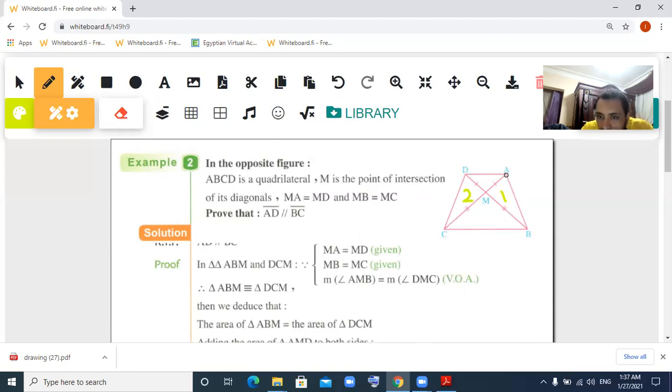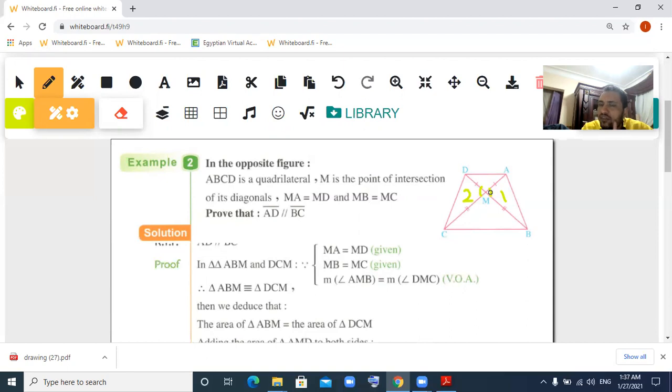Here we have the side AM equal to the side DM. They are equal in length, or congruent. So this is the first element. Now the length of the side MB is equal to the length of the side MC. Also it's given. They are equal in length. This is the second element. And the angle included between the two sides, AMB, is congruent to the opposite angle DMC. This angle.